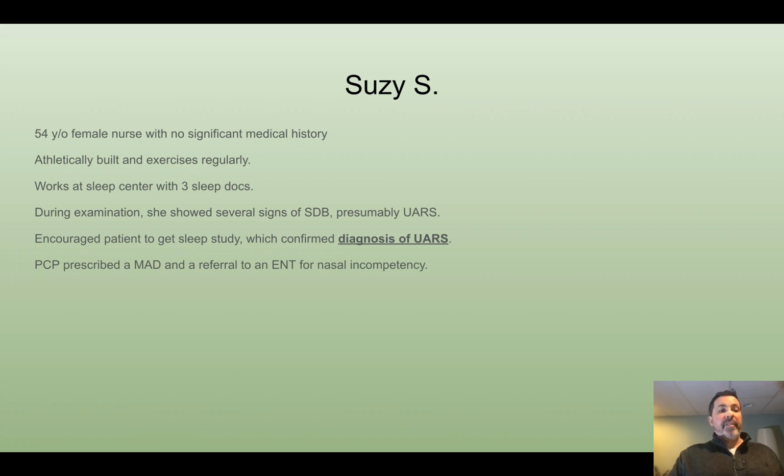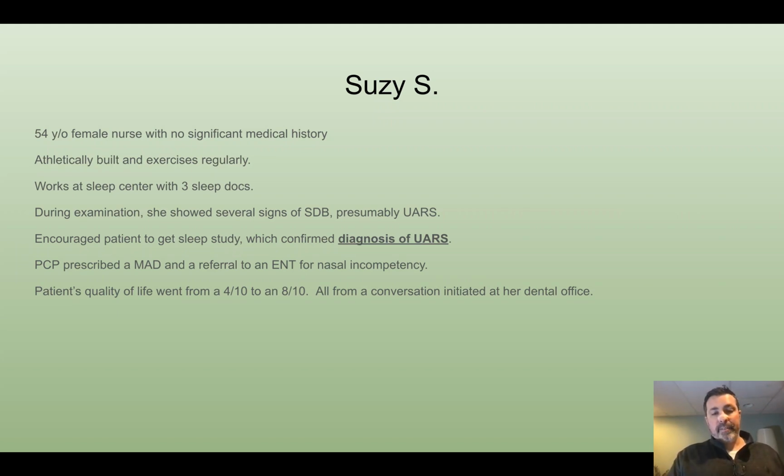The primary care physician, actually a sleep physician, prescribed a mandibular advancement device, but also a referral to the ENT. Why is the ENT relevant here? Well, when we looked at that sagittal cartoon earlier, I told you that the UARS condition is a restriction in the upper airway or the nasal passage. So she needed both, and after she had both, she had a significant improvement in quality of life. She went from a 4 out of 10 to an 8 out of 10. All of this from a conversation started in a dental practice. But we're just dentists. It's amazing.